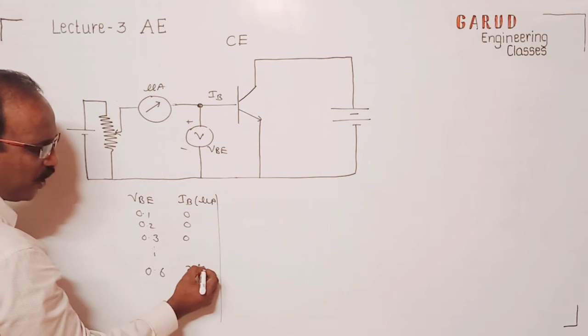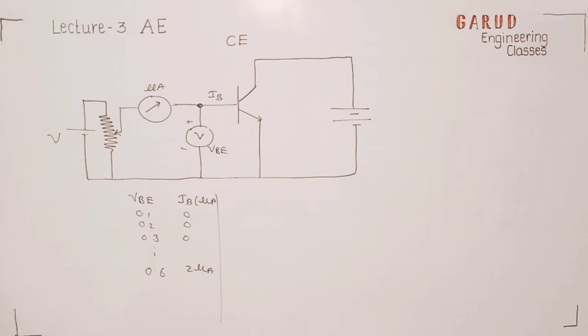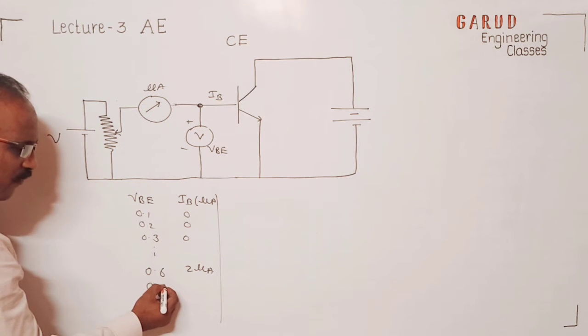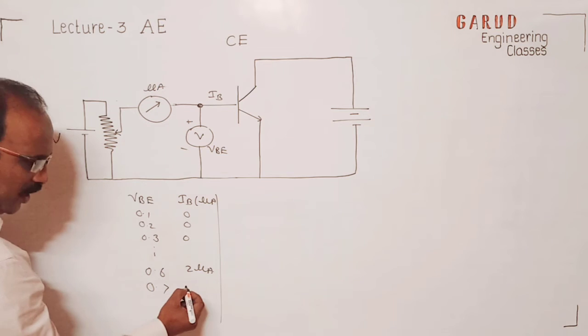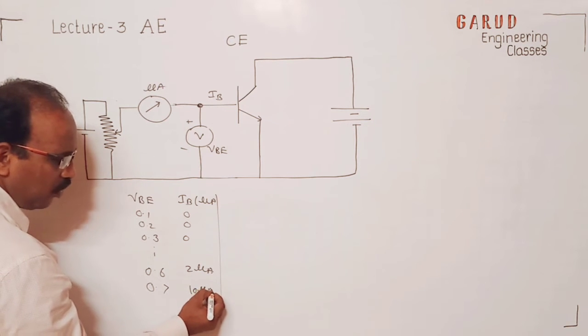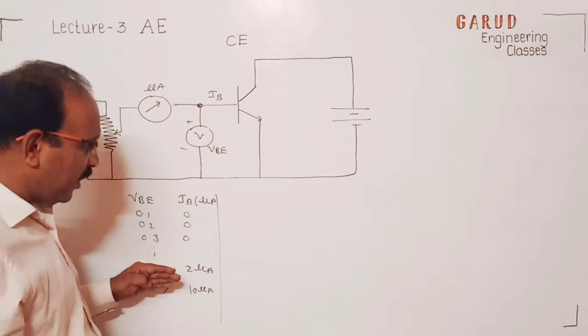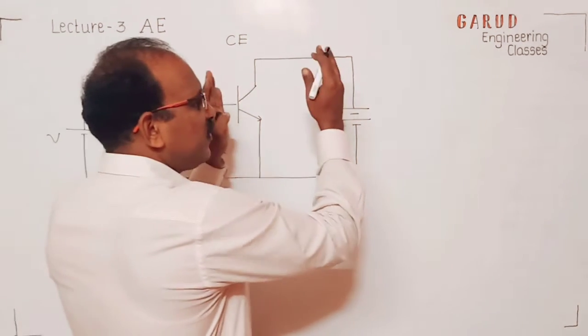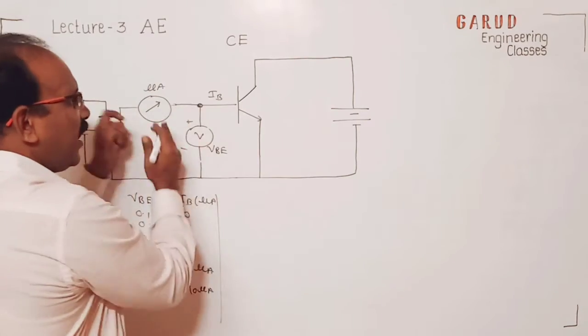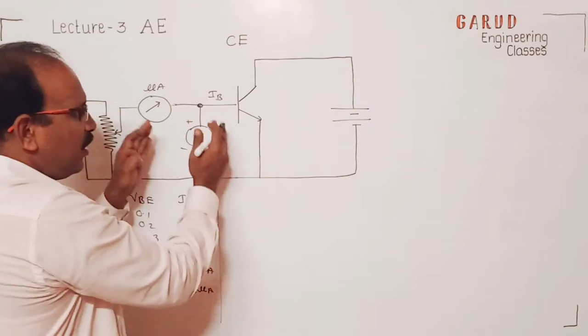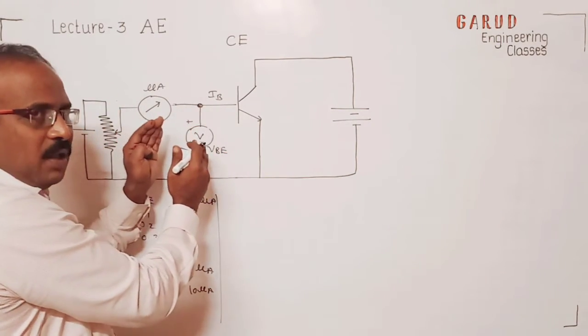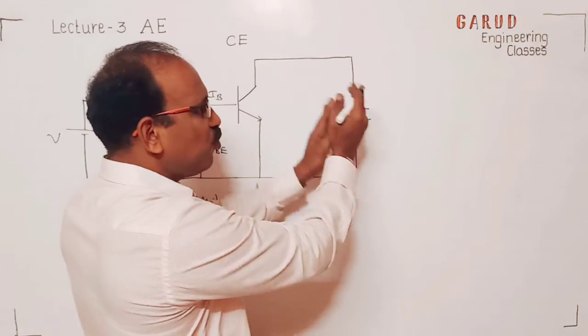Suppose I say 2 microampere. And at 0.7, something like 10 microampere. So current starts flowing after 0.7. So there is a cut-in voltage, similar to the diode. Now, this should happen with some stable output. Whatever you are checking the behavior of, this particular part should be stable.